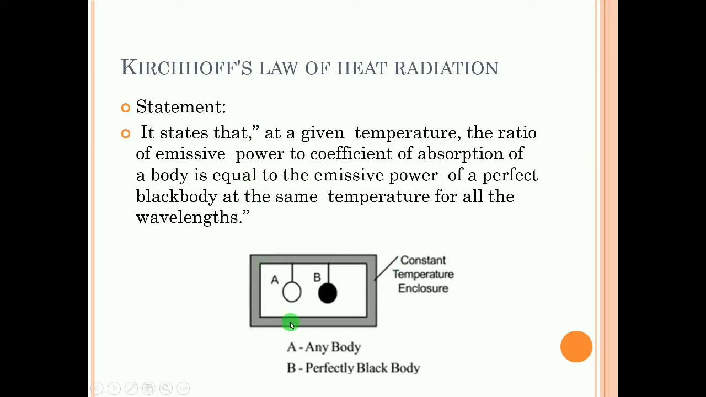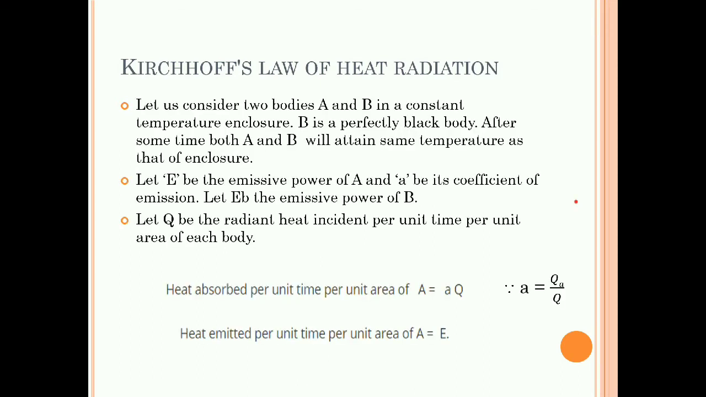Okay, so for that purpose we will consider an enclosure with constant temperature, that is, an isolated system. The temperature here will be constant. So capital A we consider as any ordinary body, and B is a perfectly black body. Both are at the same temperature. So suppose two bodies A and B are in the constant temperature enclosure. B is a perfectly black body, A is a certain ordinary body. Okay, so after some time both will attain the same temperature, because the temperature of the enclosure is constant.